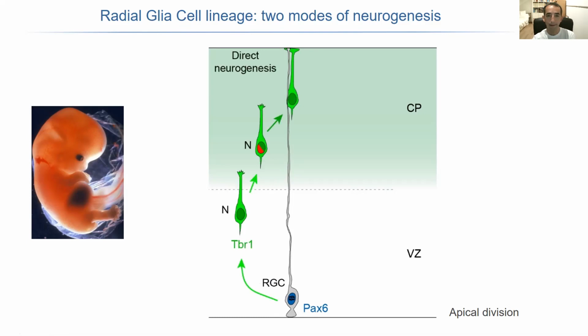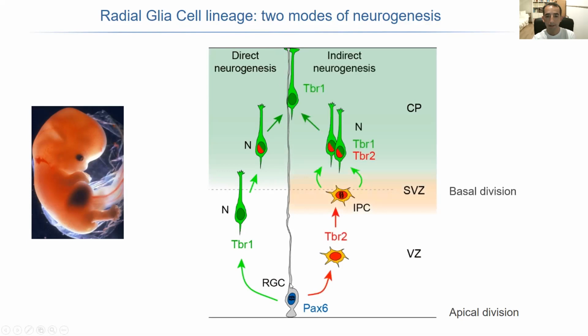One that we call direct neurogenesis, in which upon cell division, these neurons will simply migrate away to their final position where they differentiate, or indirectly via producing intermediate progenitor cells that will localize and divide in a different layer, what we call the subventricular zone, in a basal position. And from that division, two neurons will be born that then will resume their migration and differentiate.